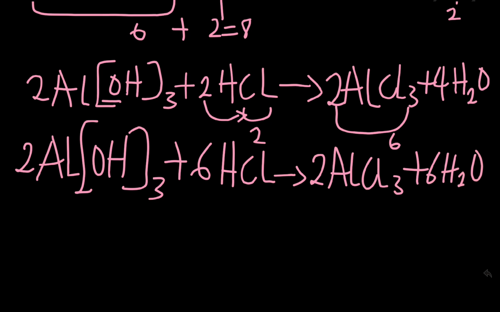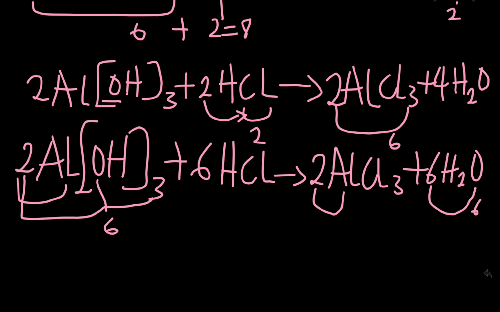Now let's try this out, whether it's balanced. 2 aluminium here, 2 aluminium here is balanced. 2 times 3 for the oxygen. 2 times 3 is 6 for the oxygen. Then on the right hand side, oxygen, 6 times 1 is also 6. Oxygen is balanced out. Next, we'll focus on our hydrogen. Our hydrogen also is 6, the same thing too. Hydrogen is 6. Balanced.